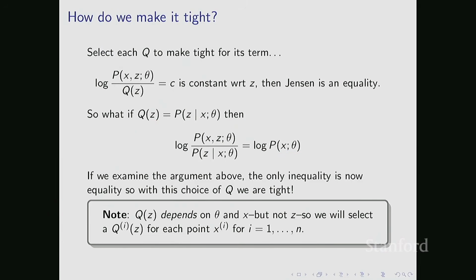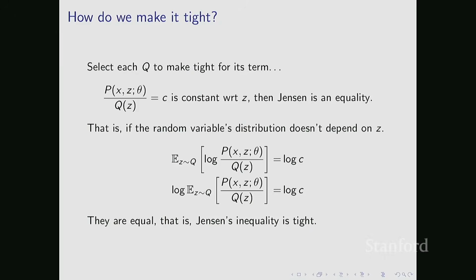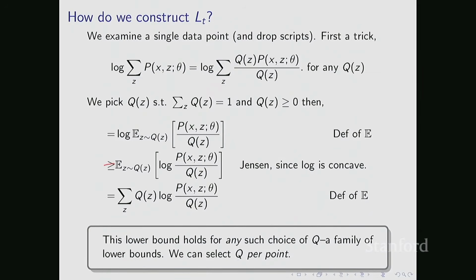So we get to pick all those q's. Okay? Now, Q of z is going to depend on theta and x, but not on z. So we're going to select it for each point xi. Okay? So it's, for all choices of z, we can make this decision. It depends on the xi's that are fed into it. It depends on the thetas that are fed into it. But we can do this, and the end result is, because Jensen was the only thing we used in our argument, sorry to flip back and forth so much, but the only thing we use is this has become equality. And that means it's tight. Okay?